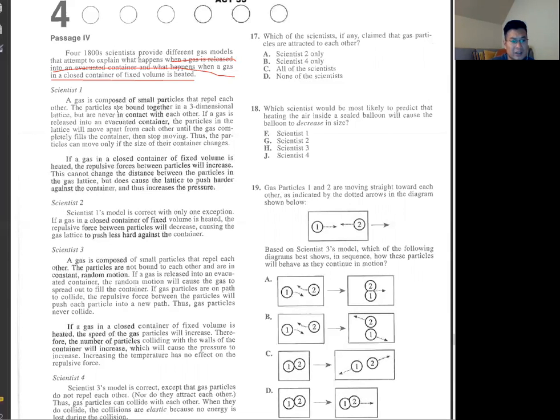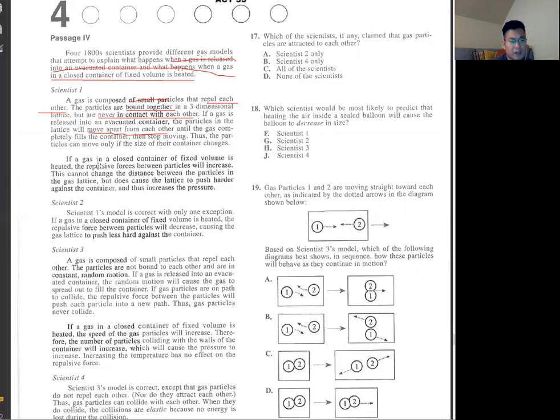Scientist 1 says gas is composed of small particles that repel each other. Particles are bound together but never in contact with each other. If gas is released into the evacuated container, the particles in the lattice will move apart from each other until the gas completely fills the container, then stop moving. Thus, the particles can move only if the size of the container changes. So that's the first scientist's idea.